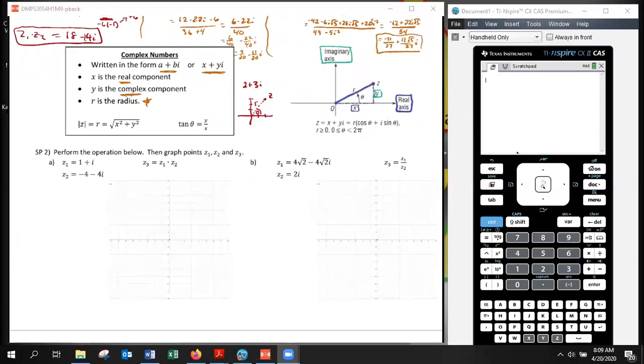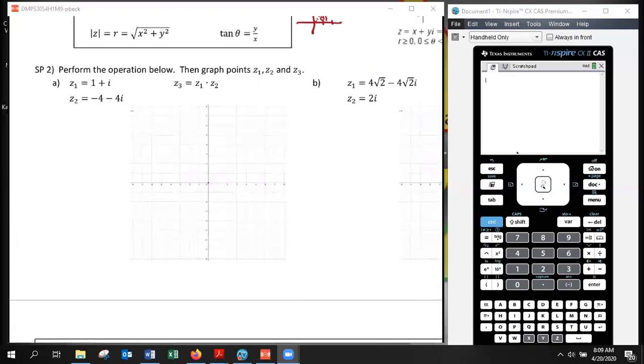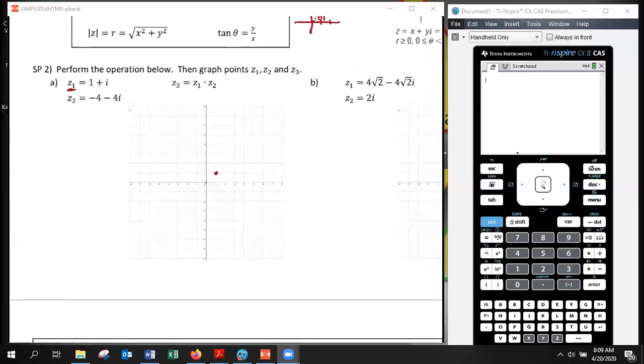So let's actually go into graphing some of these. Z1, since I have red, I'm going to make Z1 there. So Z1 is 1 plus i, which is simply that point right there.